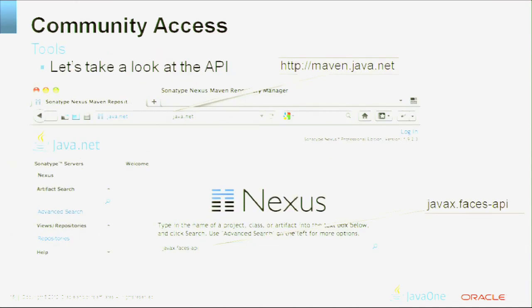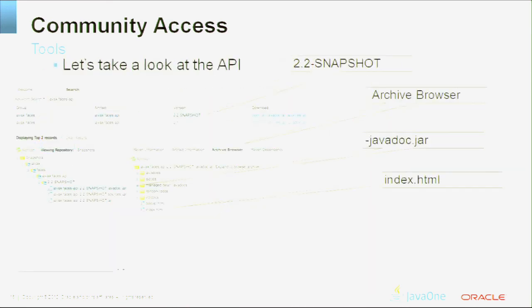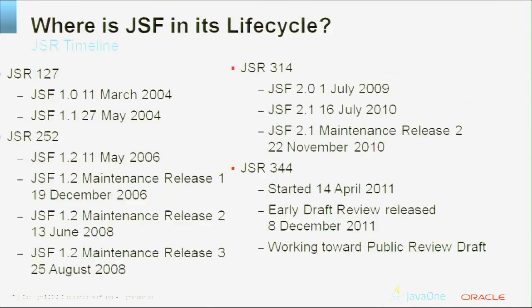To take a look and review the API yourself, you can go to maven.java.net. The group ID is javax.faces, the artifact ID is javax.faces-api, the version of course is 2.2 snapshot, and you can look at the Javadoc jar, which will have not just the Javadoc, but all of the things of the spec, the RenderKit docs, the JS docs, all of the different parts of JSF. We push that out nightly, in fact.